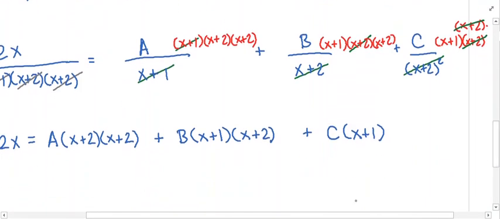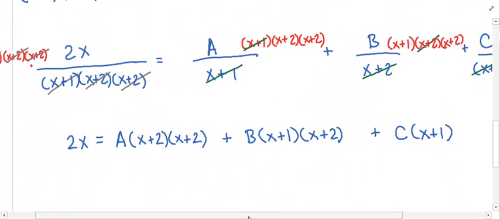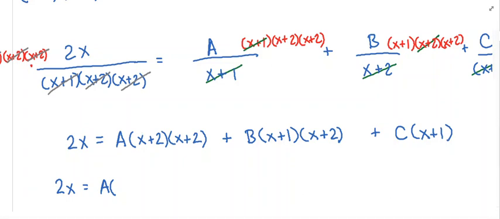Fractions are gone. This is the information we have to go on to solve for a, b, and c. Follow your instincts. We are going to multiply all this stuff out. We simply have a 2x on the left. I am going to leave the a out front, and then I'm going to FOIL out the x plus 2 times x plus 2.